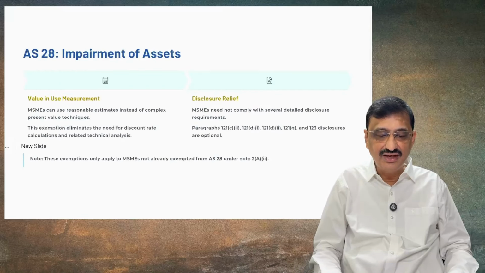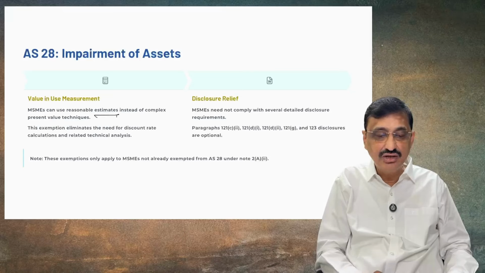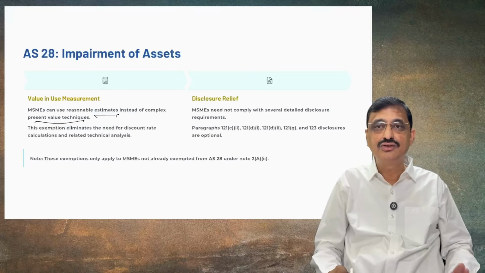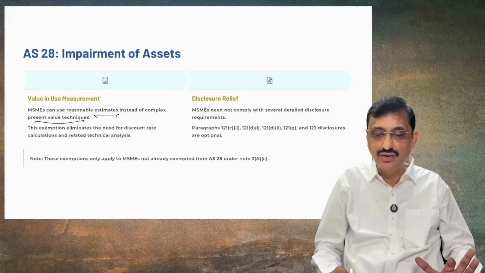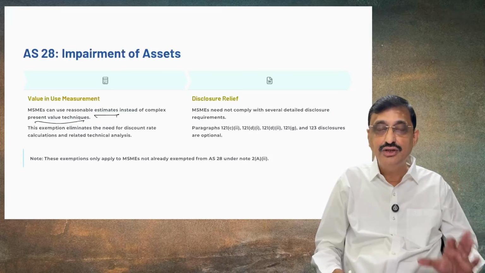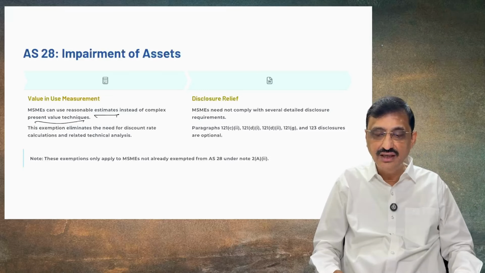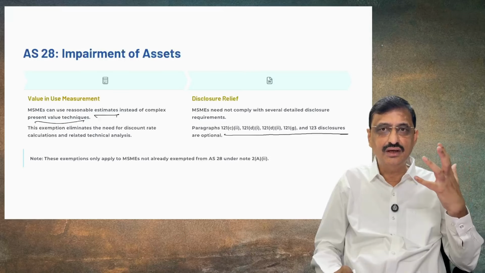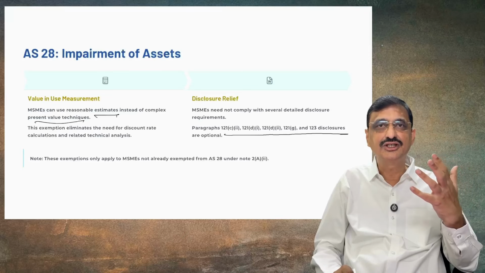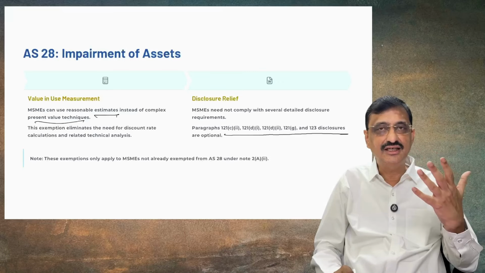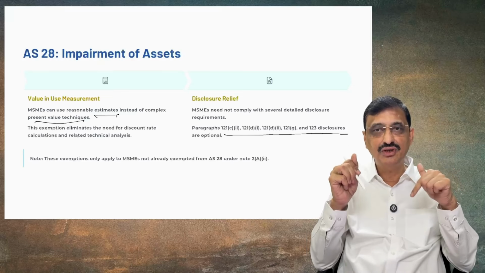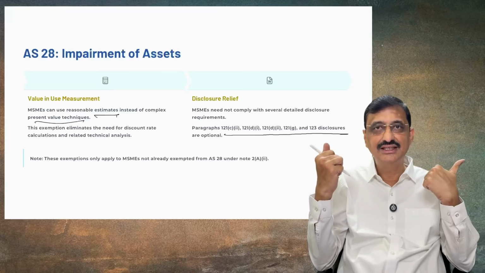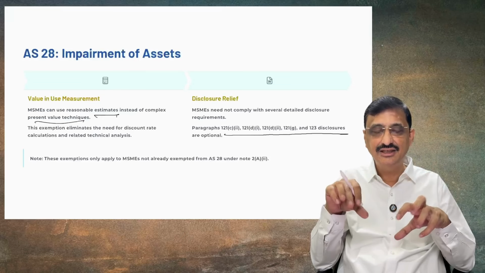Now coming to impairment of assets, the MSME can use reasonable estimates instead of a present value technique, right? So you can use a reasonable estimate. And also in respect of AS28, you have many relaxations with regard to the paragraphs of 121 and 123. There are certain relaxations in disclosures. You can go through this announcement with regard to revised classification for applicability of accounting standards for non-corporate entities. A link is provided in the description of this video. By clicking that link, you can download this announcement wherein you have all these relaxation items.